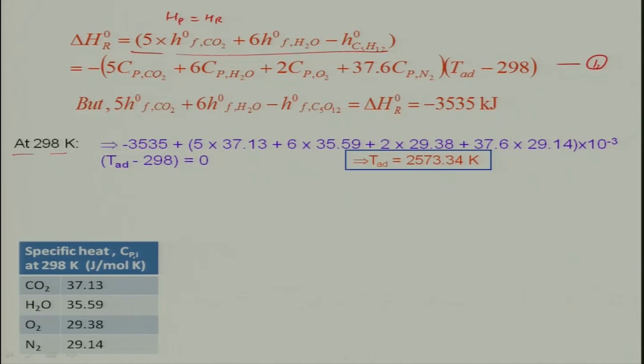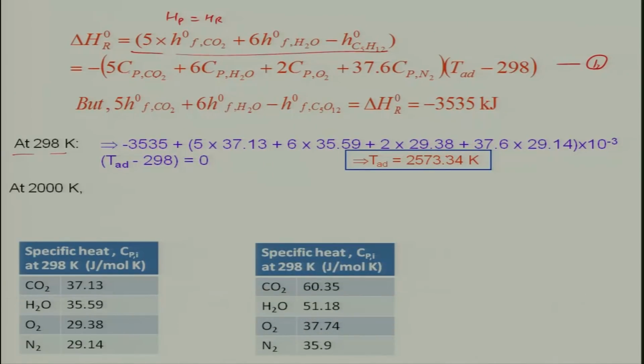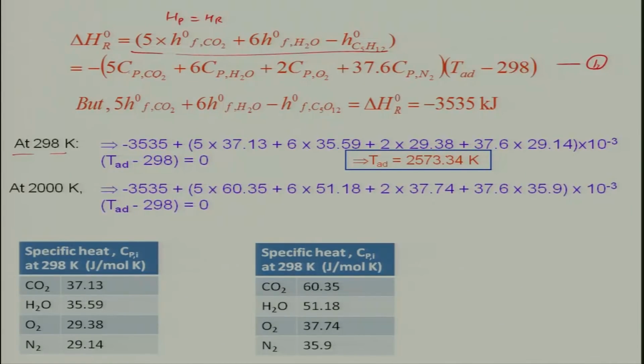That is quite a big value, right. Now I will take another guess, 2000 Kelvin, it may or may not be, but I will take that. Then I substitute these values from the table at 2000 Kelvin, and these are different, you can compare with the earlier ones. CO2 is very high, 37.13 versus 60.35, because it is a triatomic molecule, therefore it is higher, and water of course is higher, but not that much, and oxygen and nitrogen are also a little bit higher. You substitute these values, then you get T adiabatic as 2035 Kelvin.